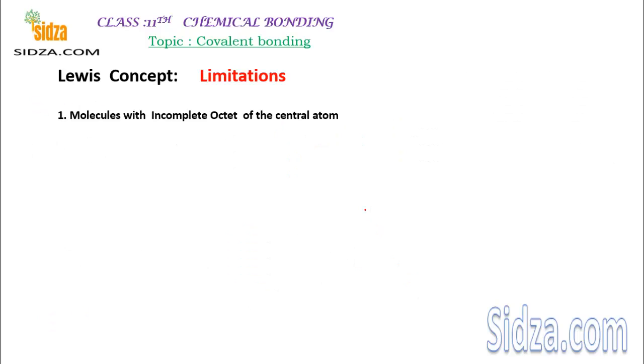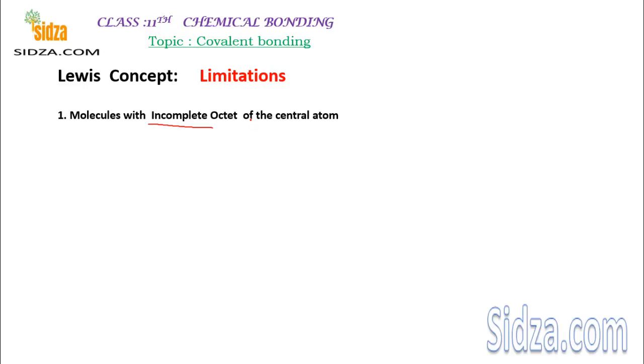But at the same time, if you look at this Lewis concept, it doesn't explain much about covalent bonding. It doesn't explain most of the properties of covalent bonds, right? This Lewis concept has certain limitations. For example, it does not explain the stability of molecules which have an incomplete octet, meaning the central atom does not have 8 electrons.